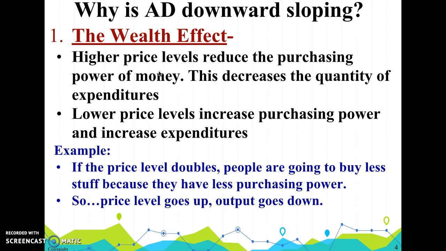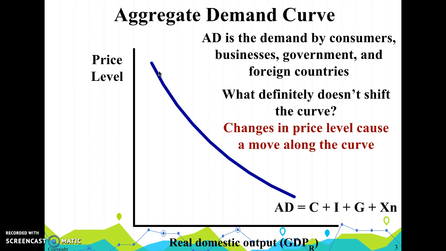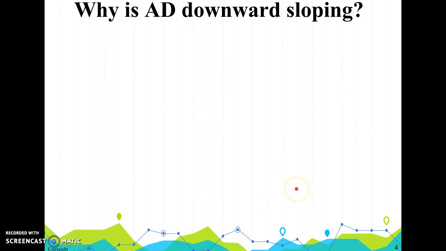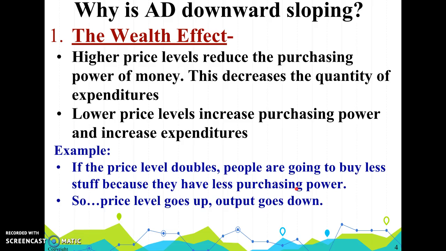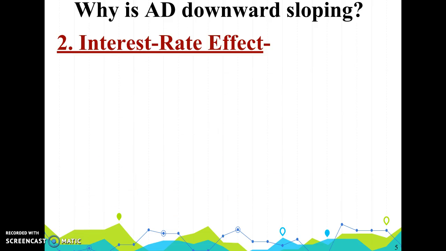Okay. So that's one reason why it's downward sloping. Because as price levels go down and down and down, you can buy more and more and more, right? Lower price level means greater output out here on the graph. Okay, so that's the first reason. Second reason after the wealth effect is the interest rate effect.